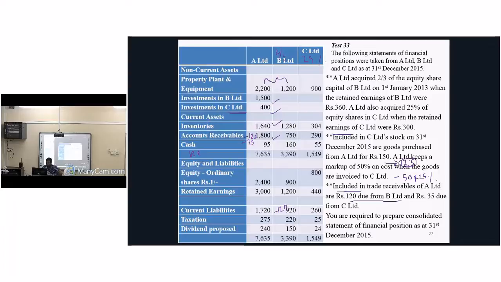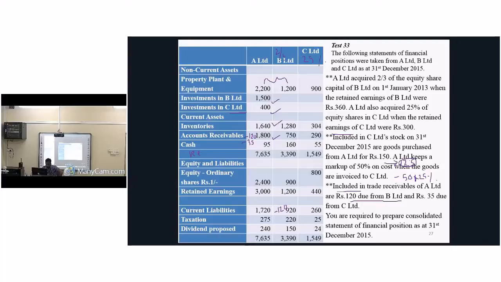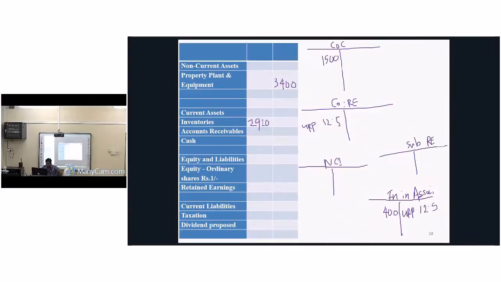So then, when it comes to receivable, there are two things here. If there is any receivable from parent and subsidiary, it should be eliminated in full. Look here, 1800 minus 120 plus 750 minus 35, then it will be 2395. Account receivable 120 minus and minus 35. Answer will be 2395.